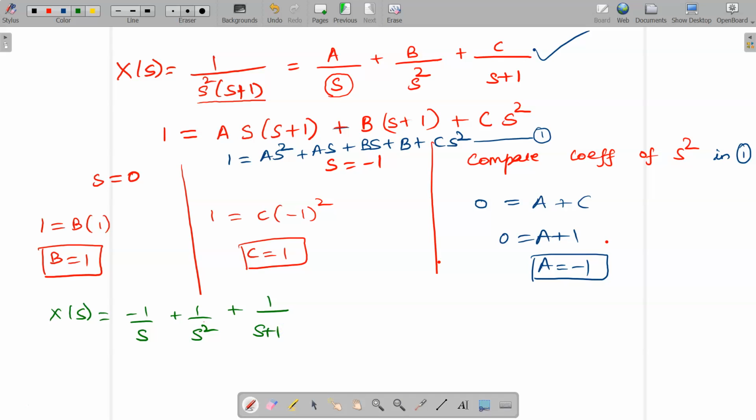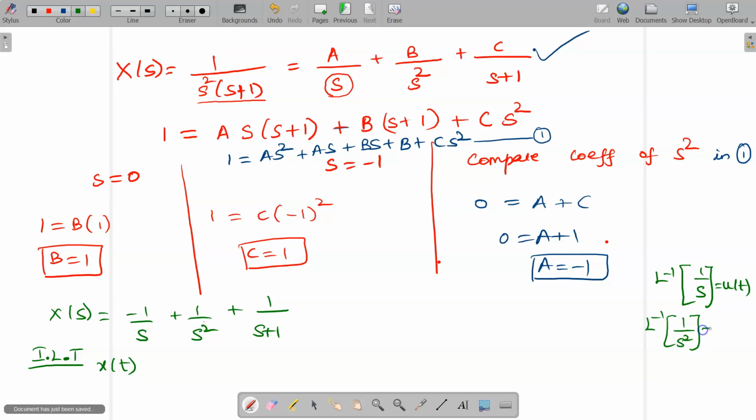Okay, now apply the inverse Laplace transform. So X of s becomes x of t. What is the inverse Laplace of 1 by s? It is u of t. You should know the formula. What is the inverse Laplace of 1 by s square? It is t u of t. What is the Laplace inverse of 1 by s plus a? Generally it is e power minus at u of t. So the a value differs, and according to that you can write.